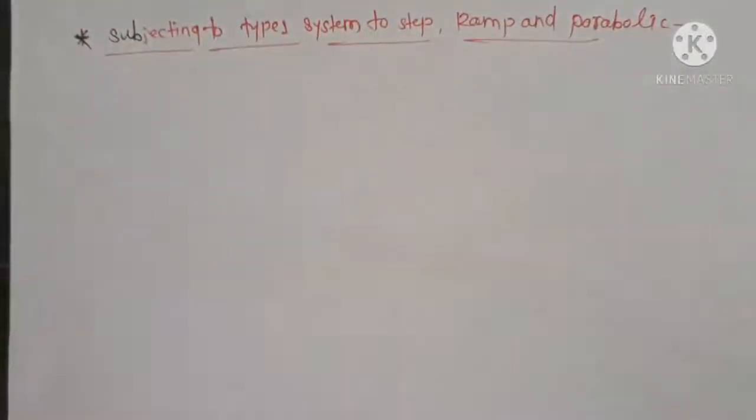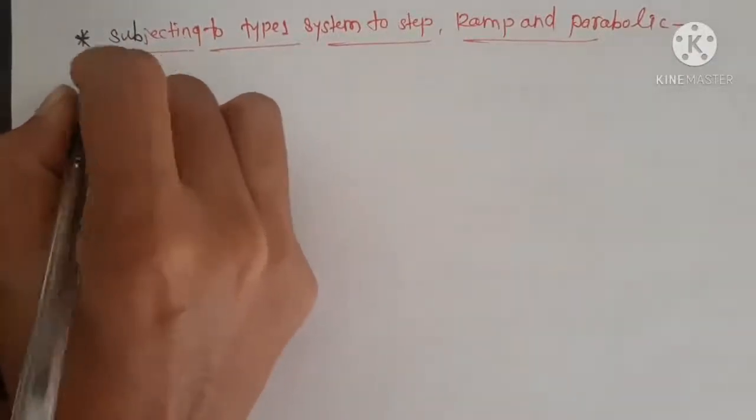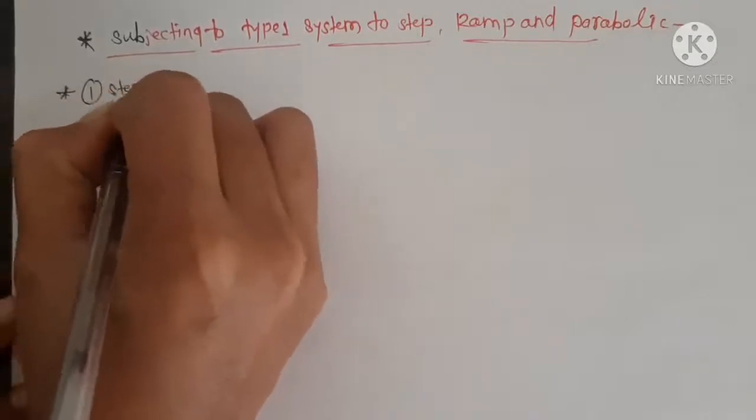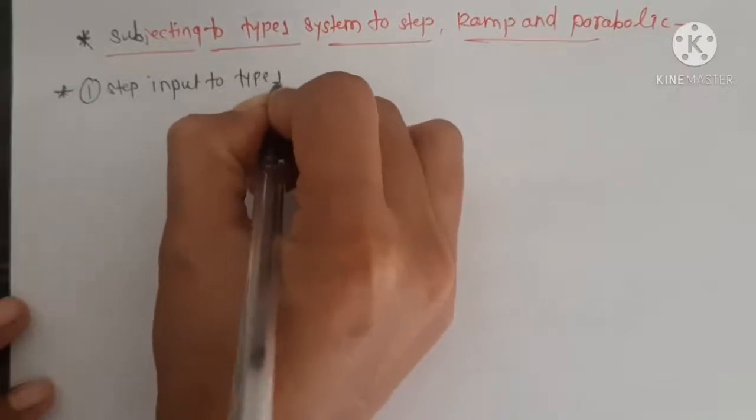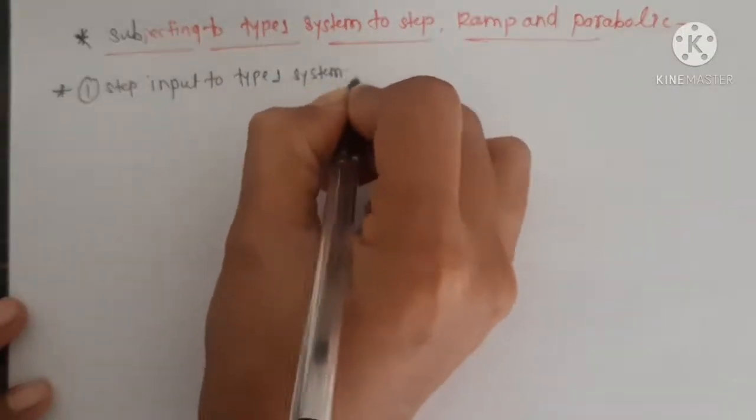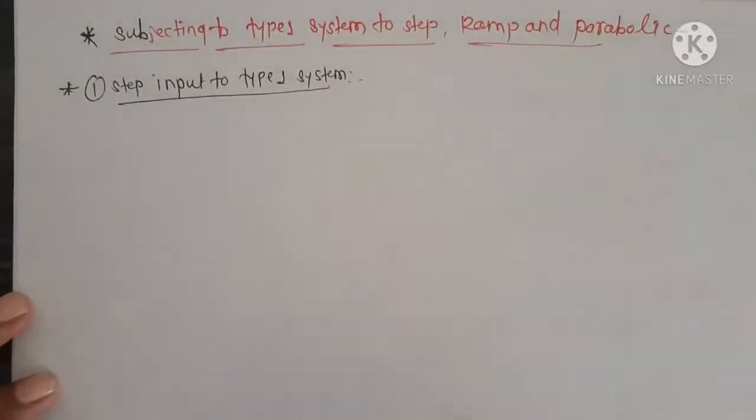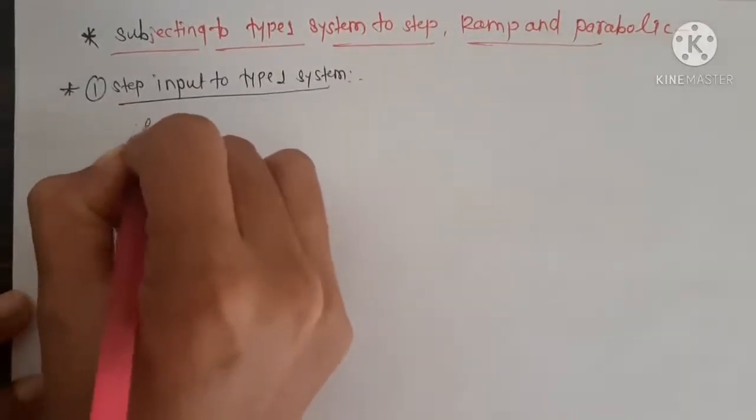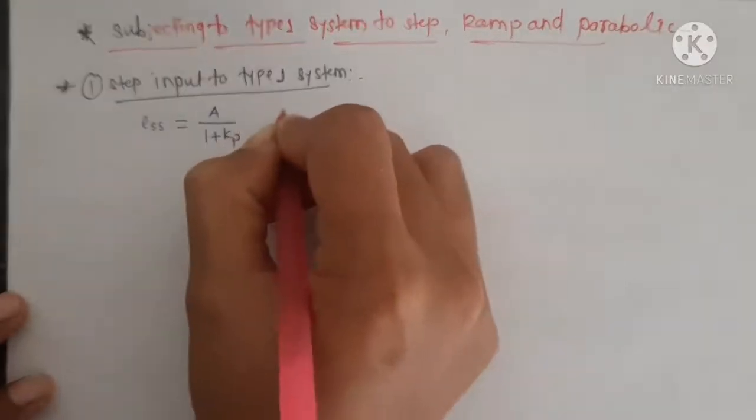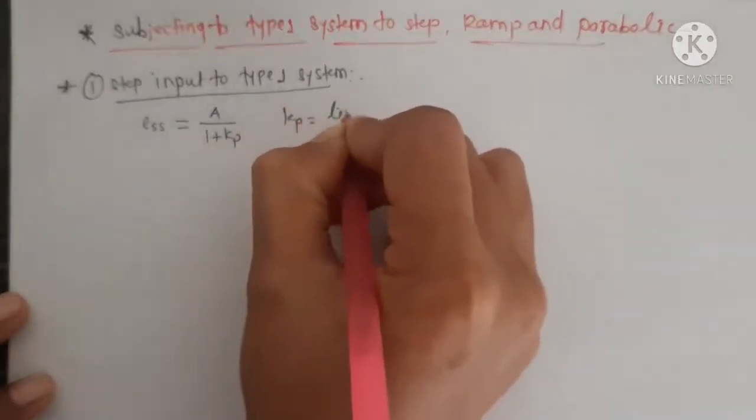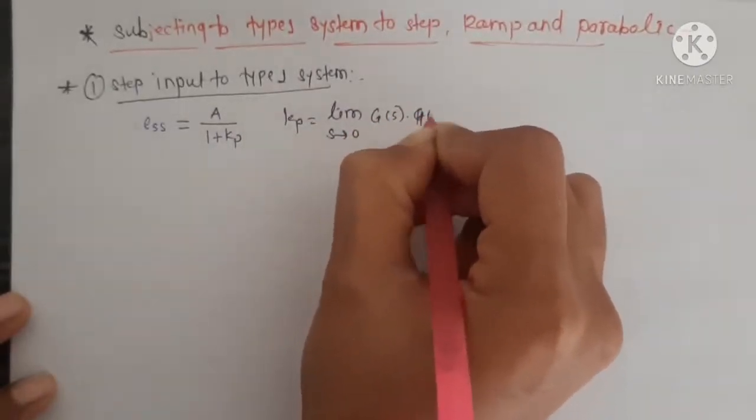So let's take the first input to type 1 system, that is step input. Step input to type 1 system. We have already seen the equation of ESS for step input. It is nothing but ESS is equal to A upon 1 plus Kp, and this Kp is equal to limit S tends to 0 of G of S into H of S.